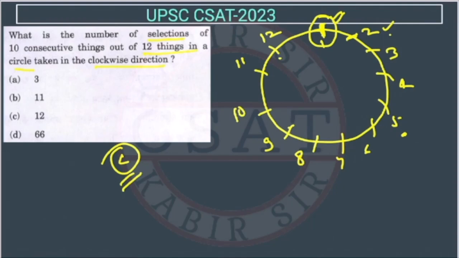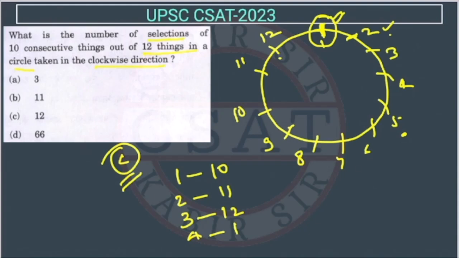So the total number of cases will be how many? 12 only, right? I hope you got it. If we start from 1, we can select 10 things; if we start from 2, we can also select 10 things till 11; if we start from 3, we can select in this way; if we start from 4, we will select 10 things. So how many selections will there be? There will be a total of only 12 selections. So the answer is 12, option C.